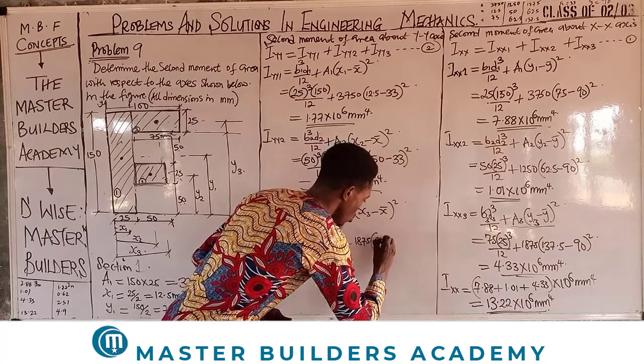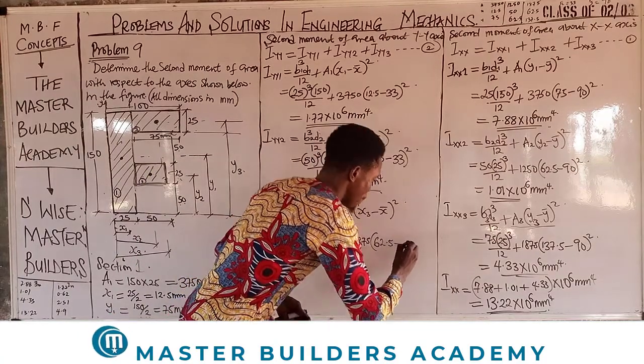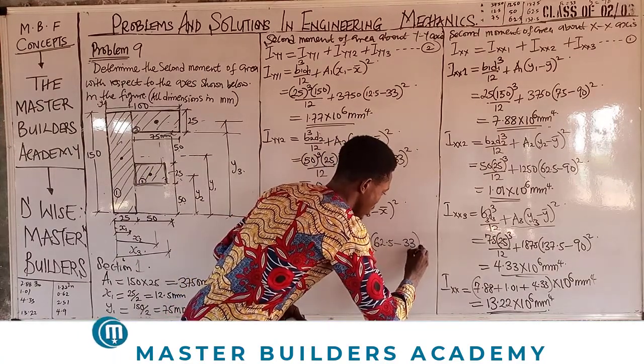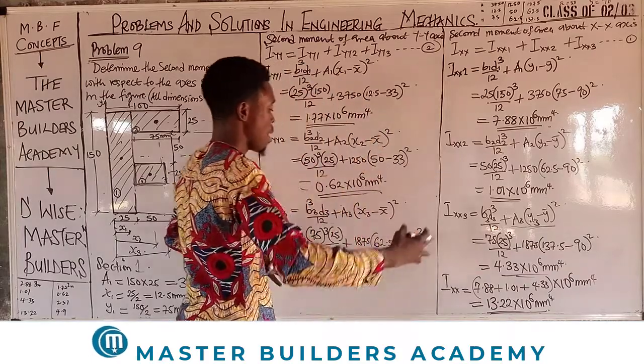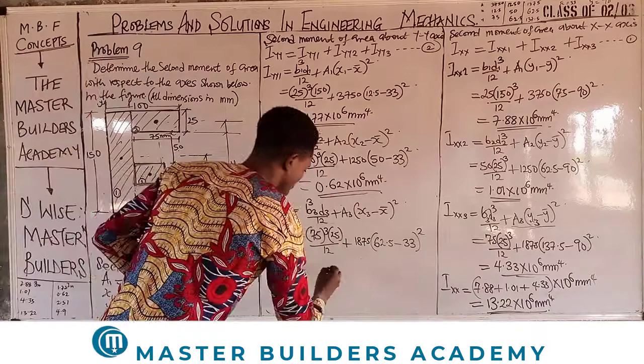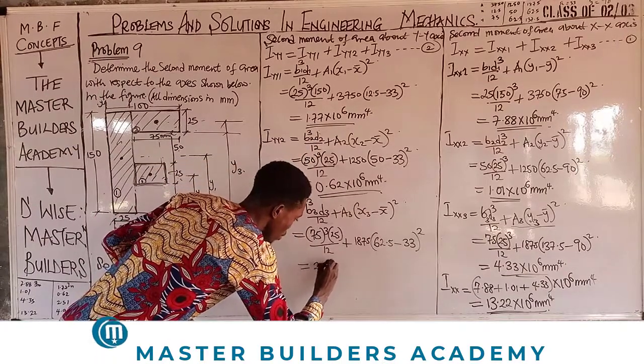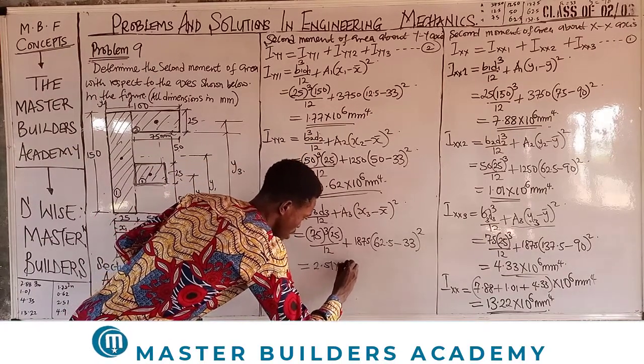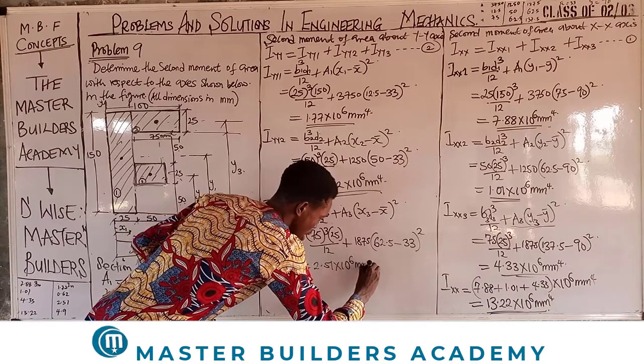So you have 62.5 minus x bar, which was calculated to be 33.5, squared. So this is what we have. By the time you compute these values on the board and simplify, you have 2.51 times 10 to the power of 6 mm to the power of 4.